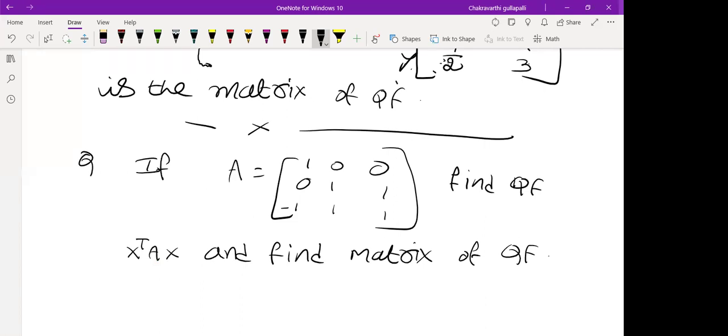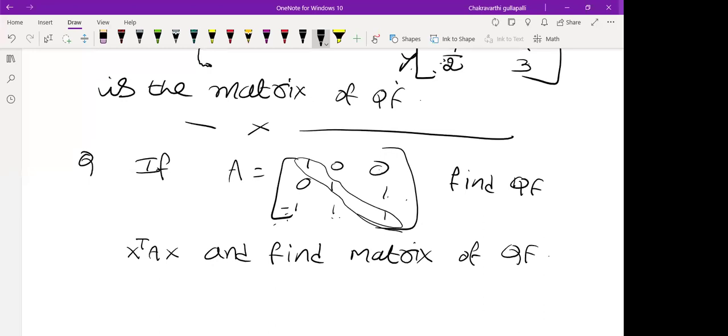Given any question, first you have to see whether the matrix is symmetric or not. How will you identify a symmetric matrix? In the beginning we have discussed. The principal diagonal can be anything. Vertically opposite elements should be equal. These two should be equal, these two should be equal. Here two pairs are equal, but these two are not equal. Therefore, it is not symmetric. So this cannot be the matrix of the quadratic form. The matrix of the quadratic form is different from the given matrix. If it is symmetric, it is itself the matrix of the quadratic form.